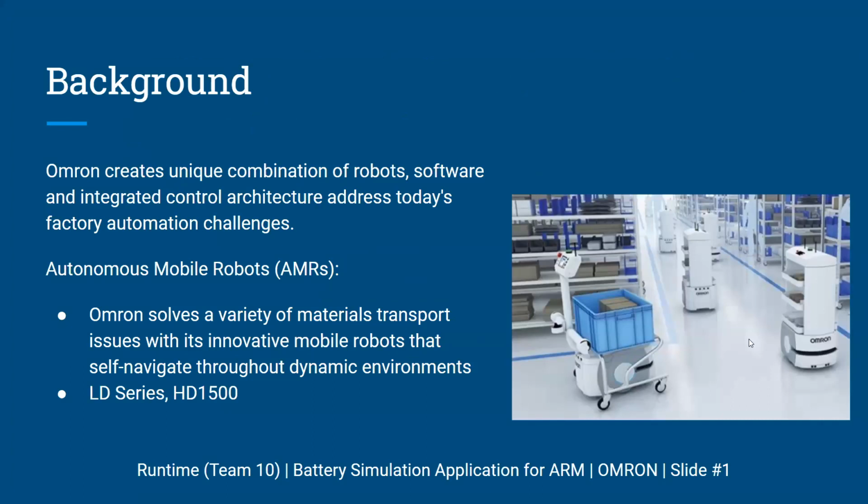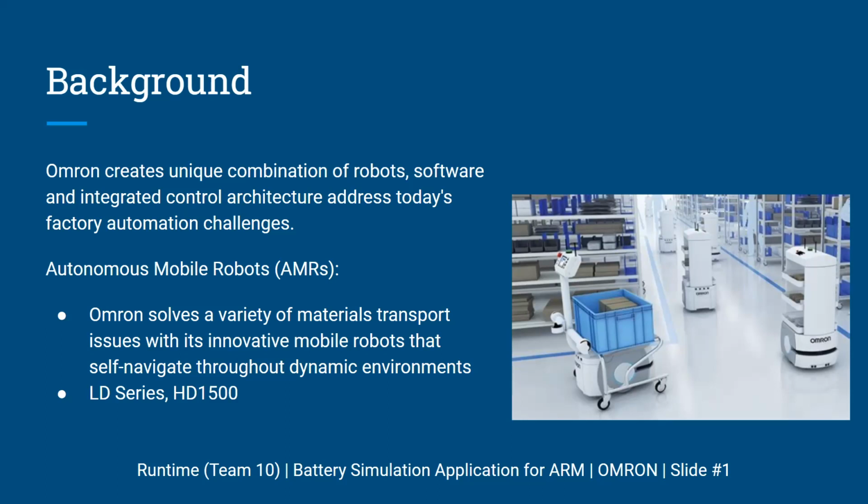So our project background is based off of Omron. Omron is a company that makes a variety of electronic goods. And so our team is actually from the robotics department. Omron creates these robots called AMRs, autonomous mobile robots, that autonomously move items in a factory setting. So think of Amazon warehouses, how they have robots move items. Omron has a robot that does things that are very similar.